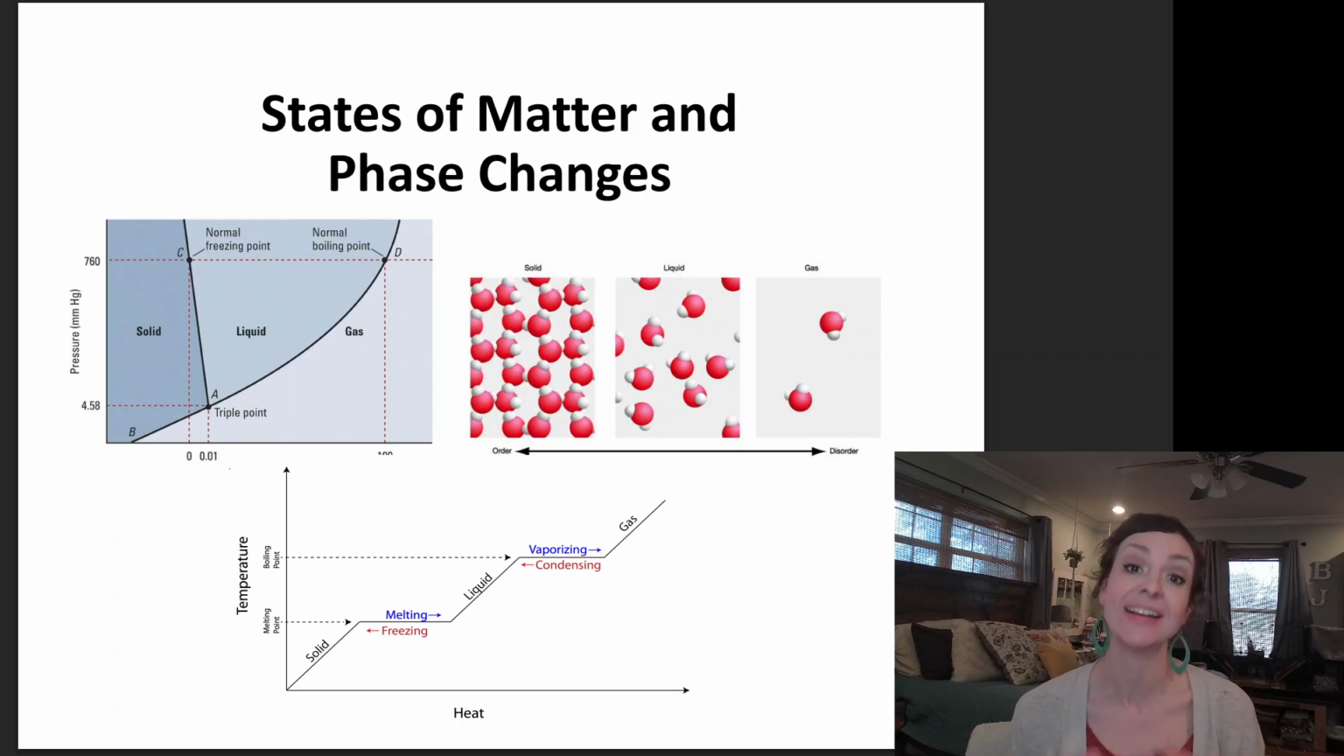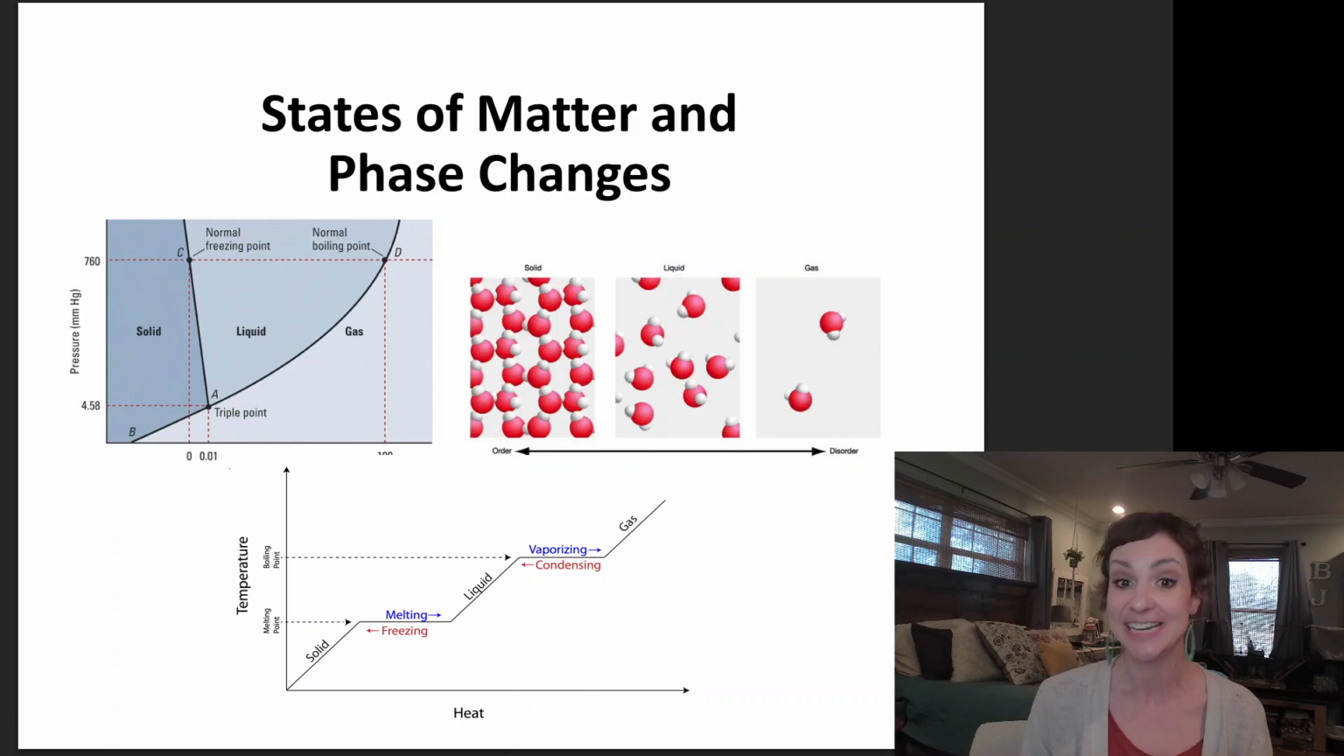Today we're going to talk about states of matter and phase changes. Now I put this lesson in my energy unit because it turns out that depending on what state of matter you are in, whether a solid, a liquid, or a gas, you're going to have different energy characteristics. Also, as you can imagine, going through a phase change, meaning solid to liquid to gas or gas to liquid to solid, is probably going to involve some sort of change in energy for these phase changes to happen.